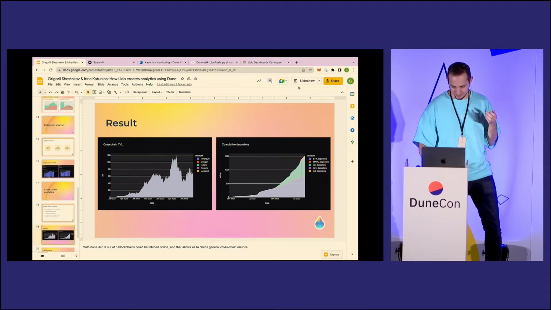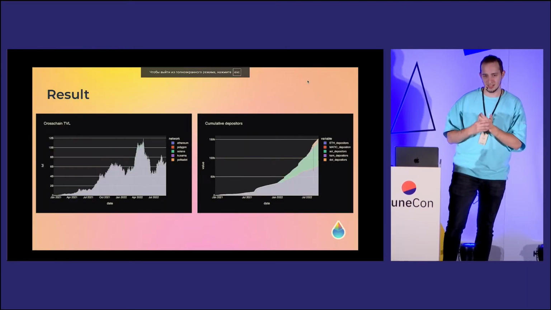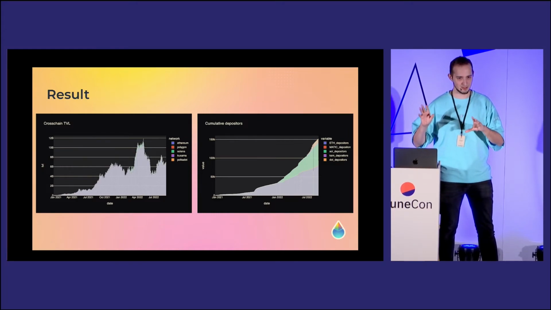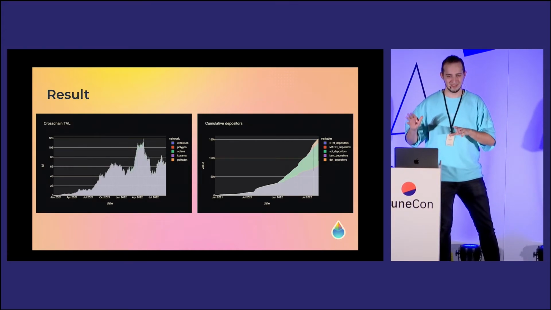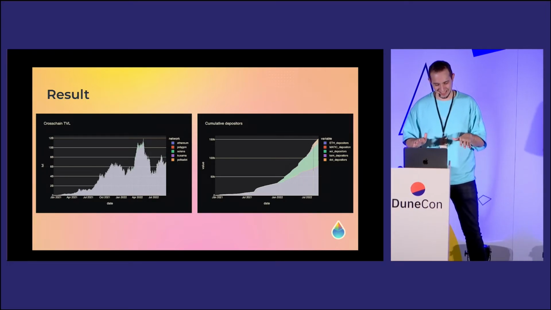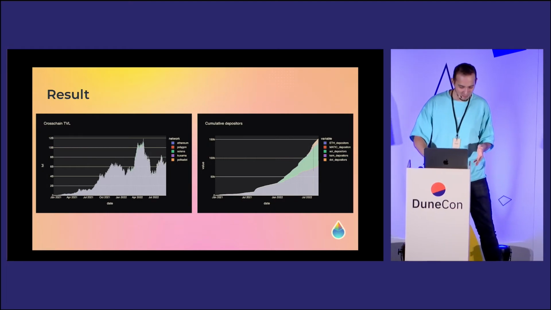We use Dune API here for Polygon, Solana, and Ethereum. And for Polkadot and Kusama, we use our own solution made on Prometheus. But I hope someday we will use only Dune for this task, because with Dune it's really simple. You just make one API call.